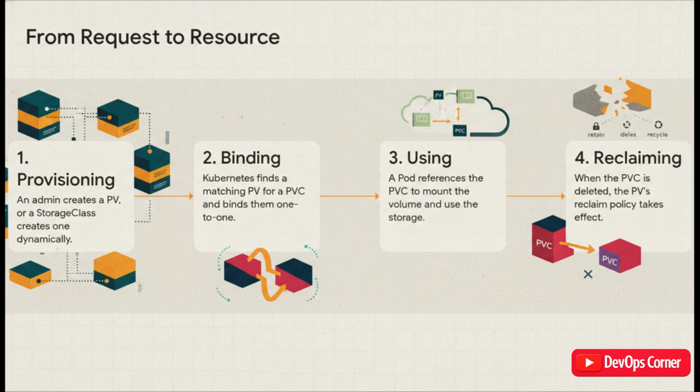The pod simply refers to the PVC by name, and Kubernetes mounts the storage for it. And finally, reclaiming. When you're done and delete the PVC, the PV is released. What happens to the data then depends on its reclaim policy. It could be kept, deleted forever, or wiped clean for the next user.